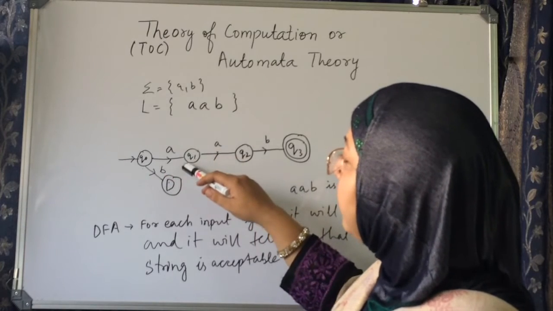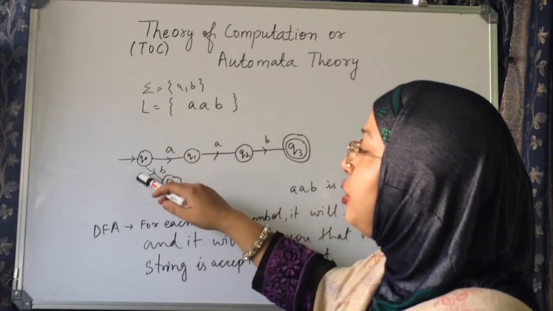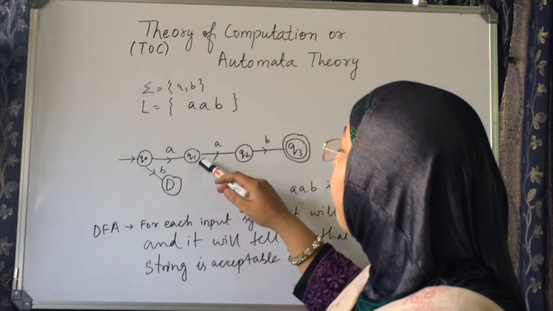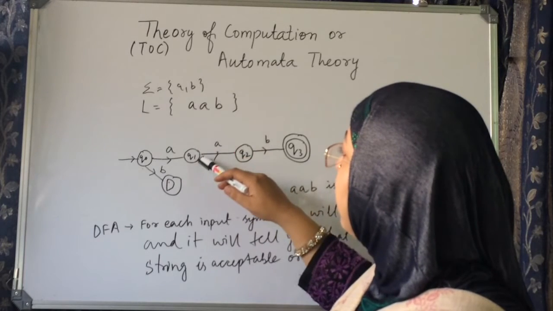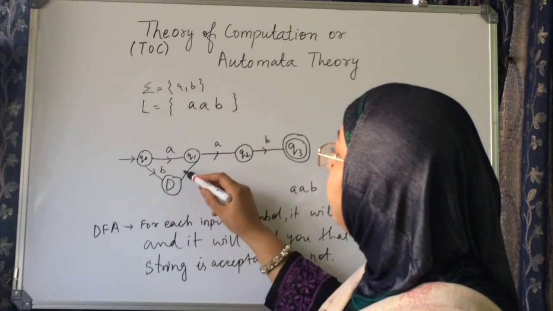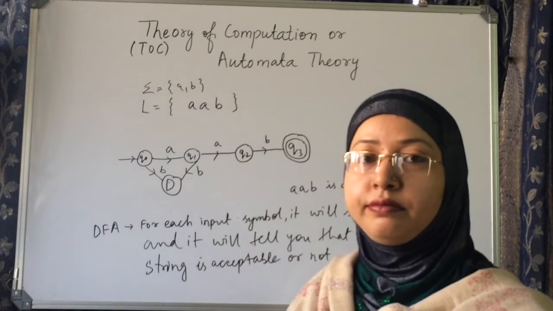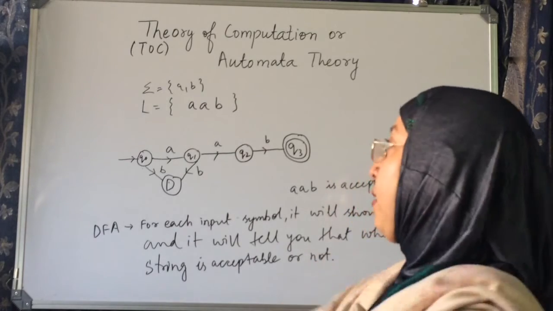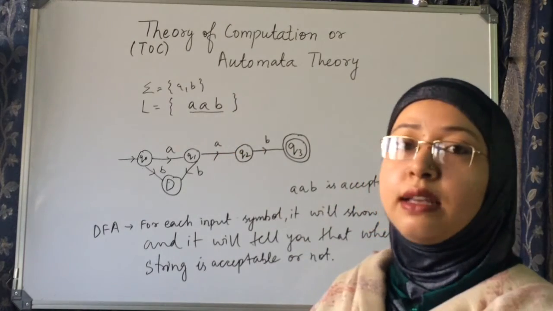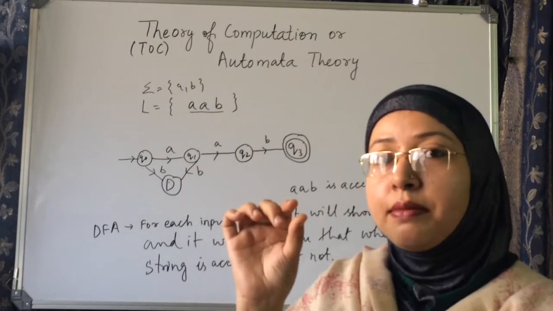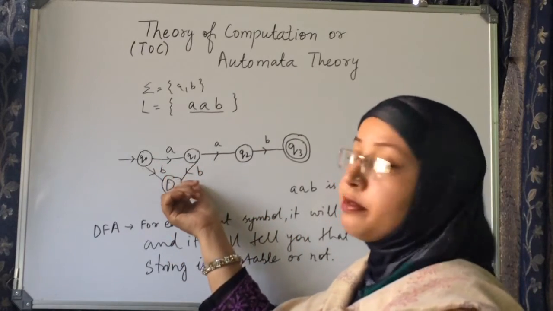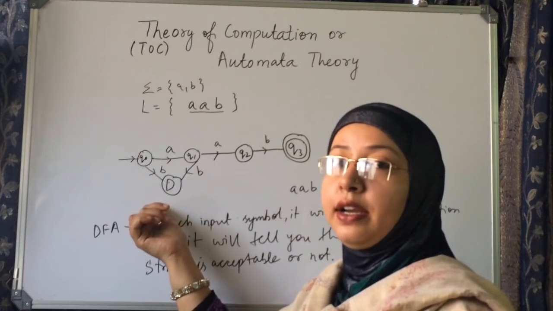At Q1 and at Q2 we have shown both the input symbols A and B. Now from Q1, if A comes, then it will go to Q2, but if B comes at Q1, then again it will go to dead state. Why? Because in our language only AAB is acceptable. First symbol should be A, second symbol should also be A. If the second symbol comes B, it should go to dead state.